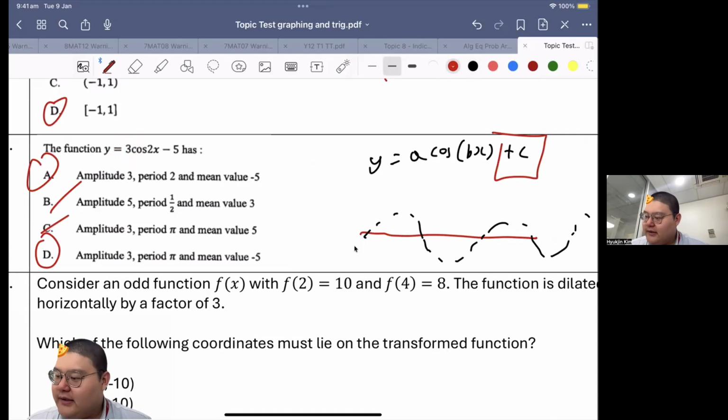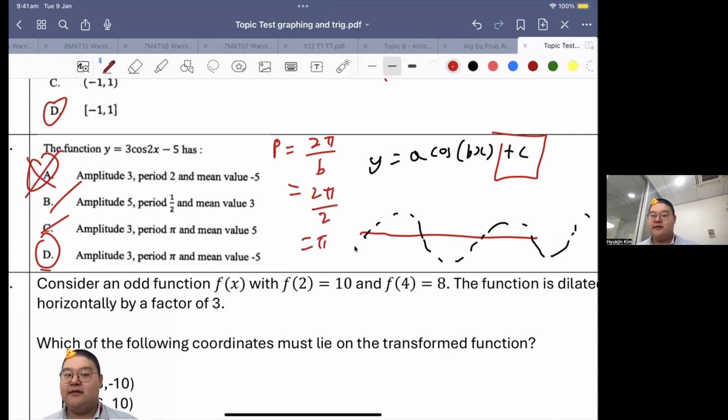Finding the period is 2 pi divided by b, always, whatever's multiplying x, which in this case is 2. So 2 pi over 2, which is pi. So it's got to be, boom, boom, option D.